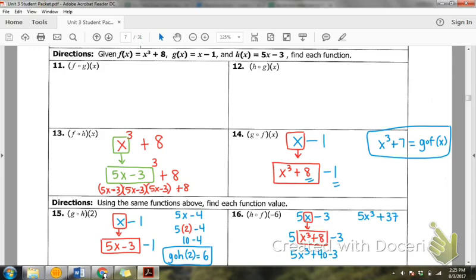Okay, did yours simplify to 5x cubed plus 37? Did anyone else get that? Because we had the x cubed plus 8 that we plugged in. Then we distribute the 5, which gives me 5x cubed. 5 times 8 is 40, minus 3. 40 minus 3 is 37.